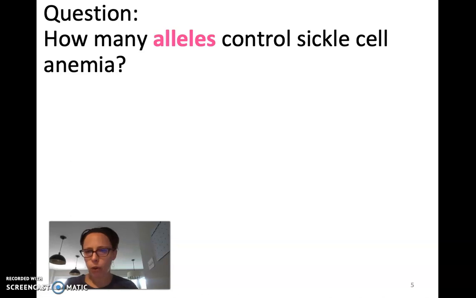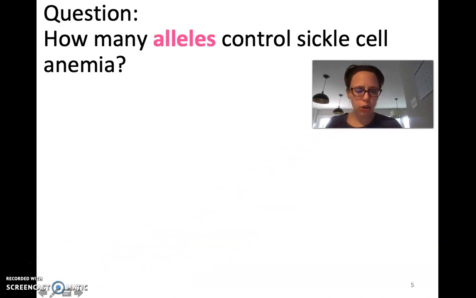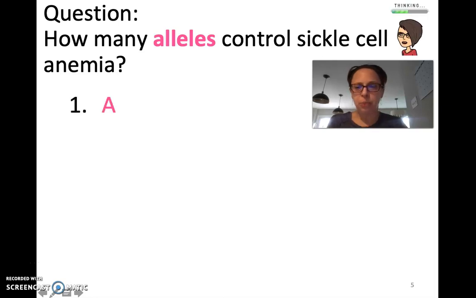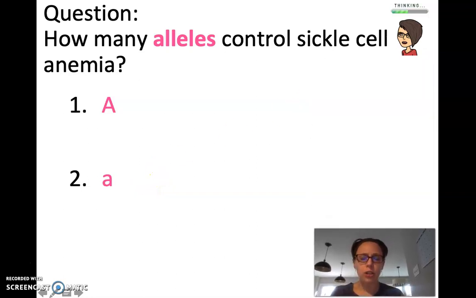Okay, so we left off with how many alleles control sickle cell anemia, and we said there are two. There's a big A and a little a allele, and big A is what we call dominant, and little a is what we call recessive. I'm sure that you learned many definitions for these in the past, but they are misleading, they're inaccurate, and you're going to learn my definition. It's not my definition, I didn't come up with it.